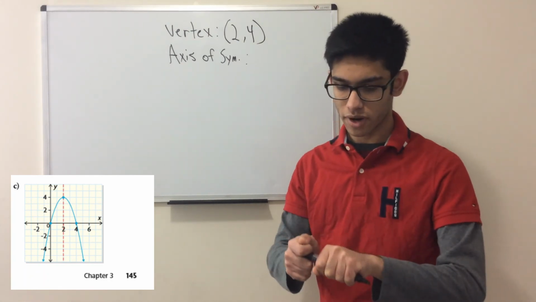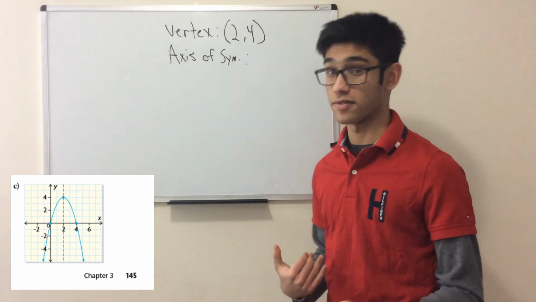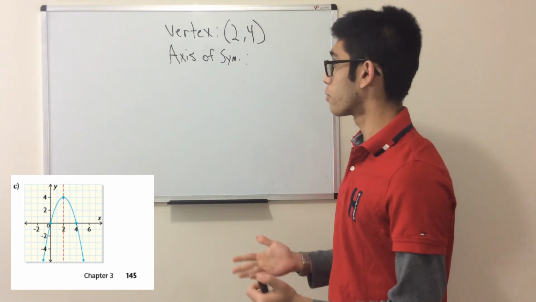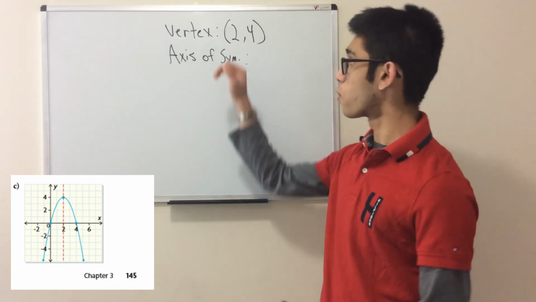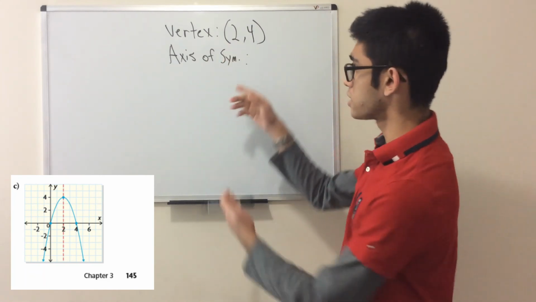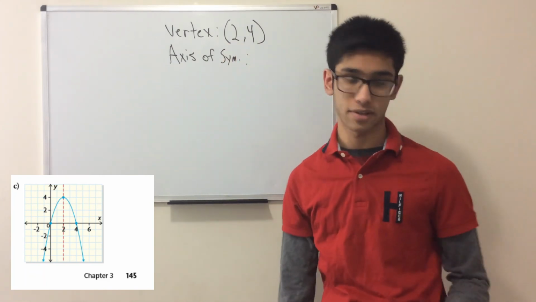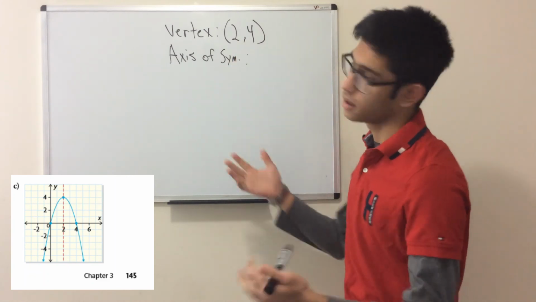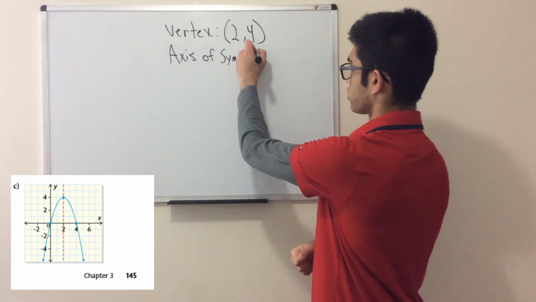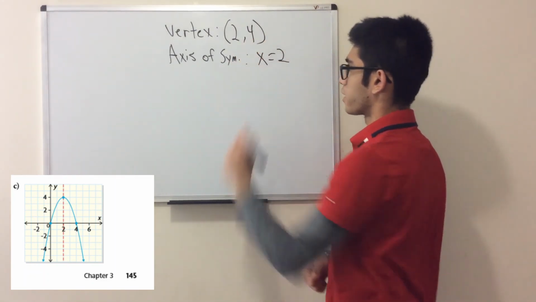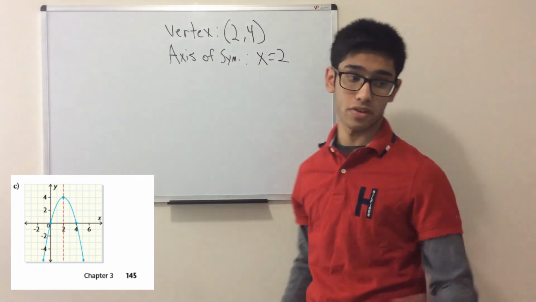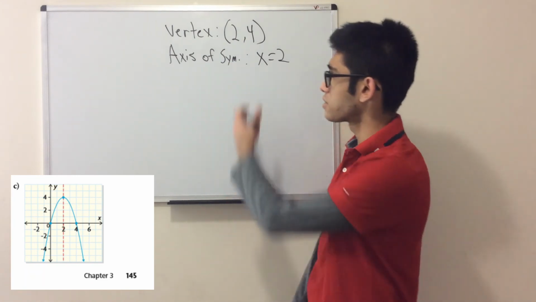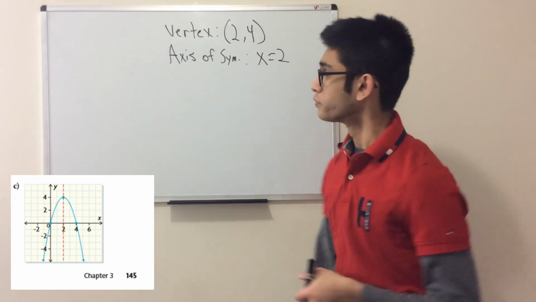The explanation I just gave was probably a little bit confusing. The way I remember it is the axis of symmetry is basically the x-coordinate of the vertex. So what's the x-coordinate of the vertex in this case? It's x = 2, right? And that is my axis of symmetry. Because if I had a line that was x = 2, it would cut this graph perfectly in half. So that's my axis of symmetry.